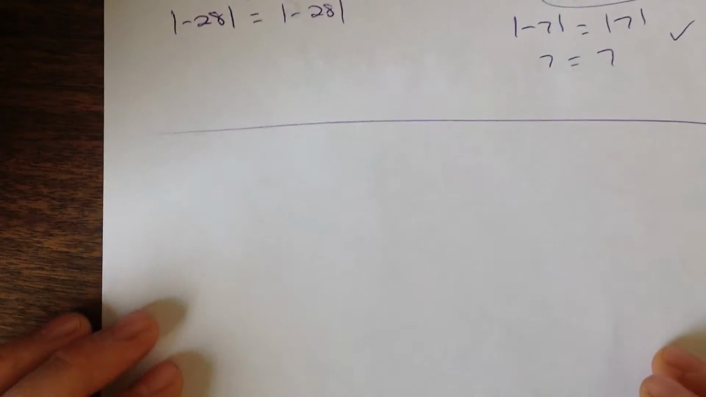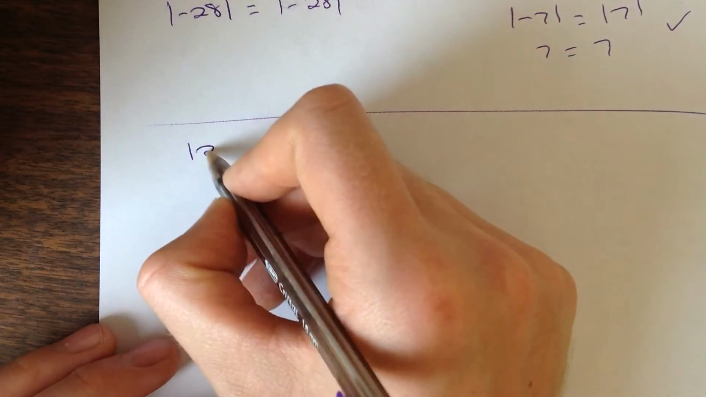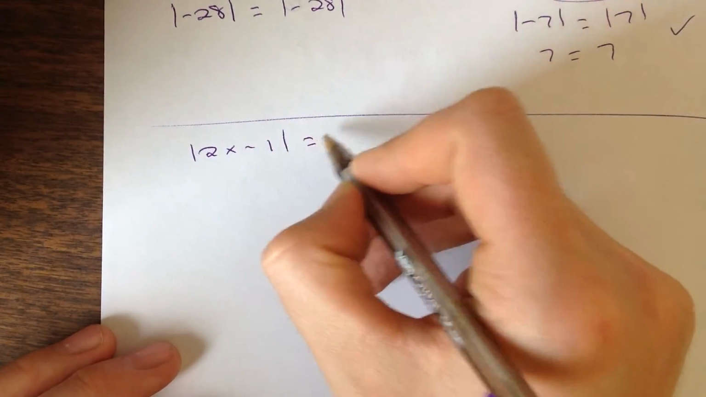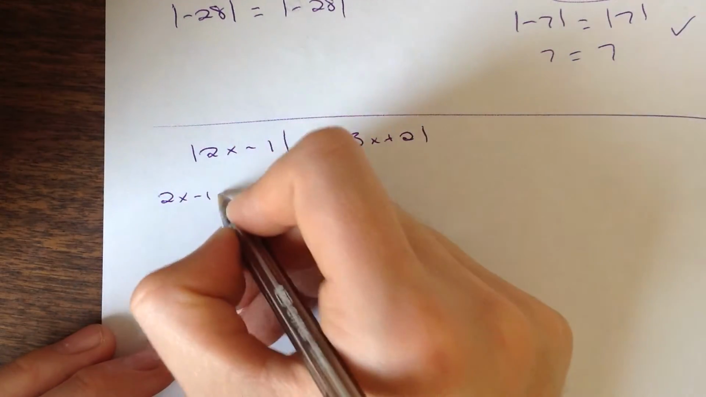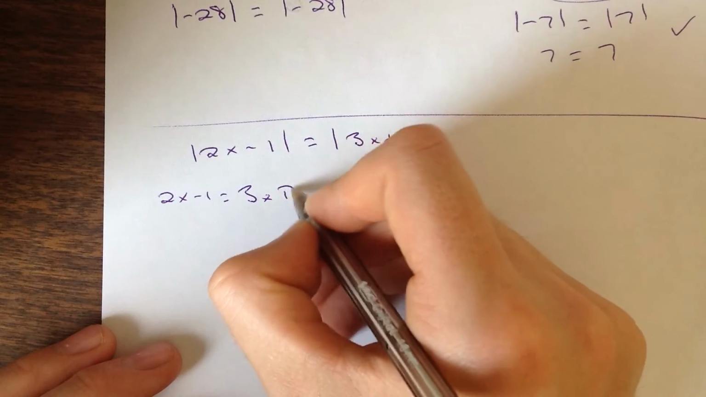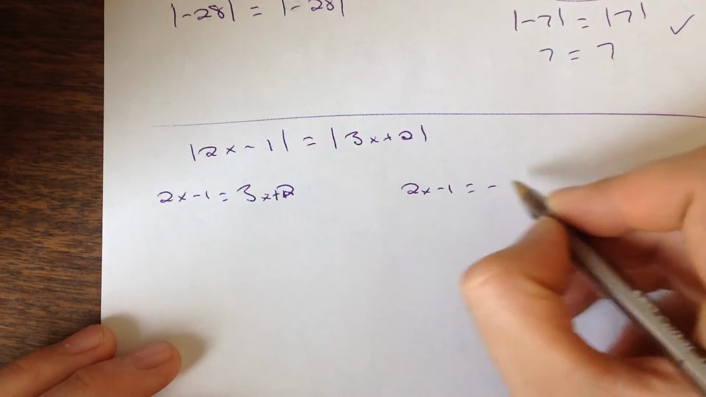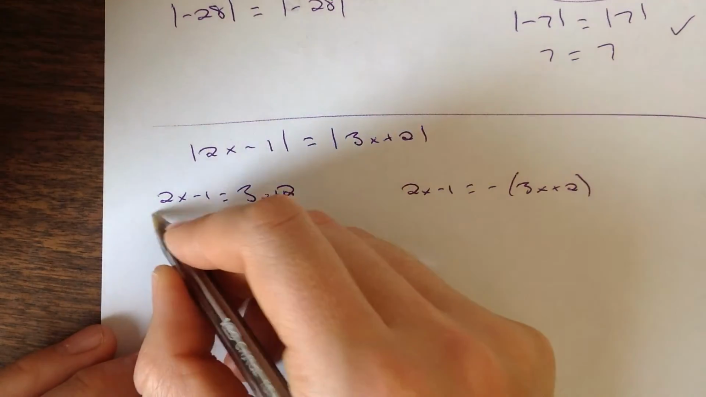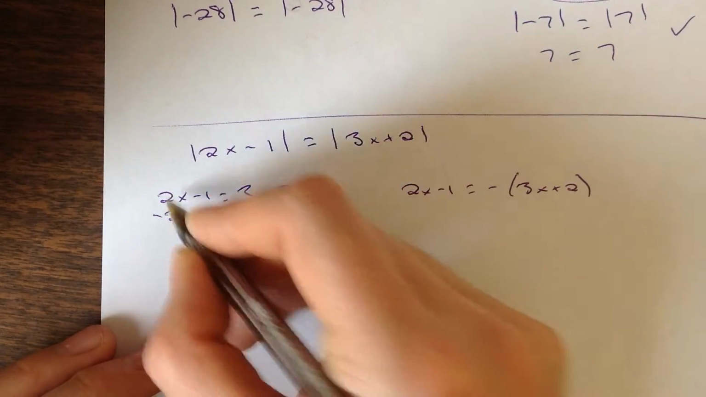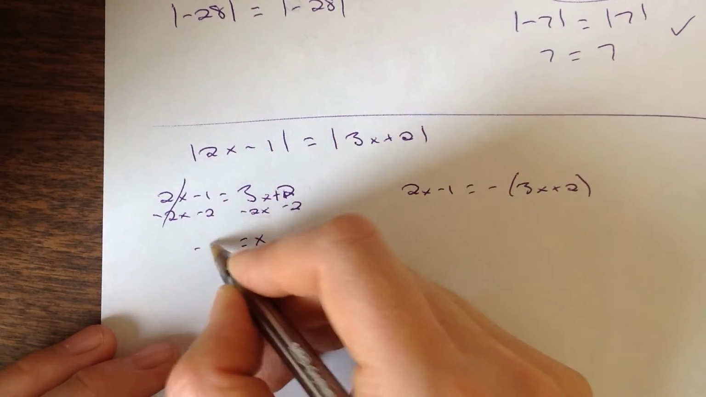Let's do one more example. Let's say I was given |2x - 1| = |3x + 2|. So writing the original, and writing if we had a negative on the other side. So solving the original, subtracting 2x, we'd end up with x = -3.